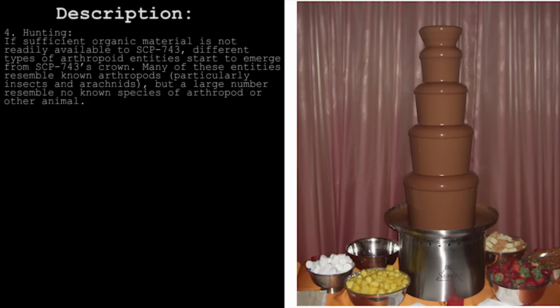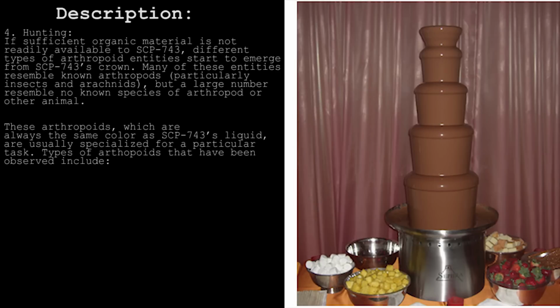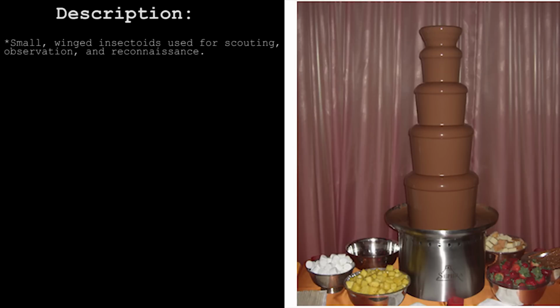4. Hunting. If sufficient organic material is not readily available to SCP-743, different types of arthropod entities start to emerge from SCP-743's crown. Many of these entities resemble known arthropods, particularly insects and arachnids, but a large number resemble no known species of arthropod or other animal. These arthropods, which are always the same color as SCP-743's liquid, are usually specialized for a particular task. Types of arthropods that have been observed include small winged insectoids used for scouting, observation, and reconnaissance.